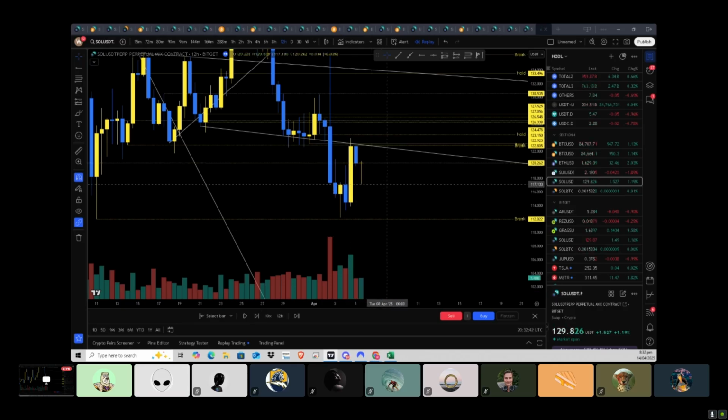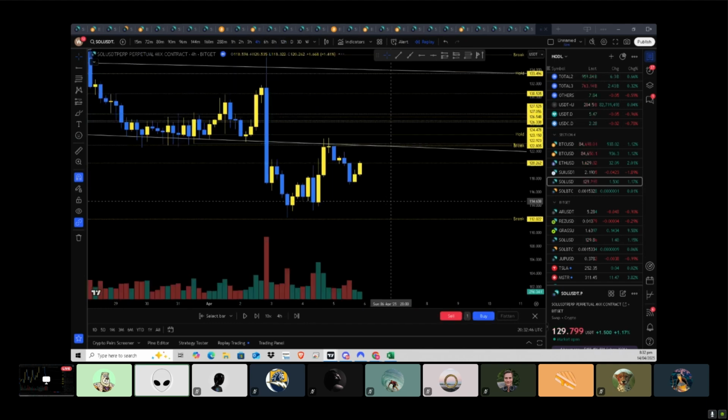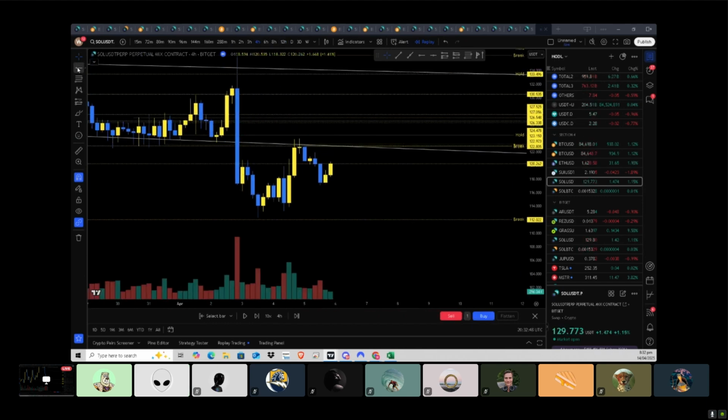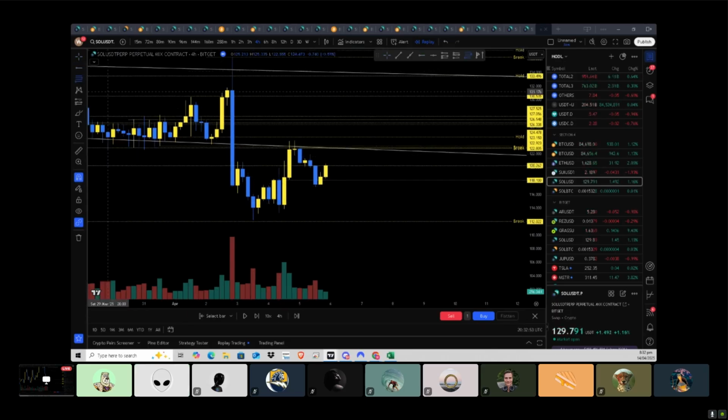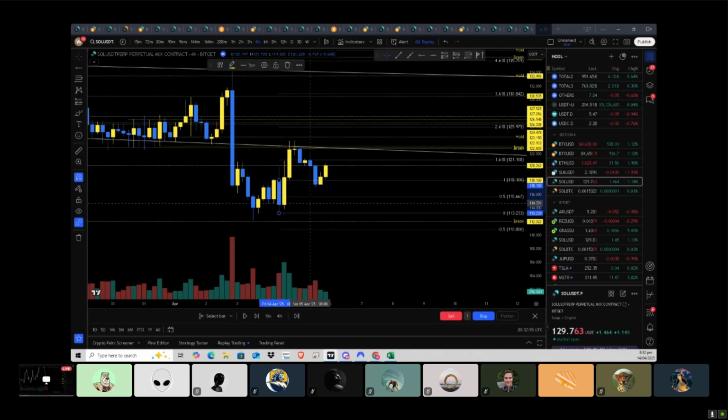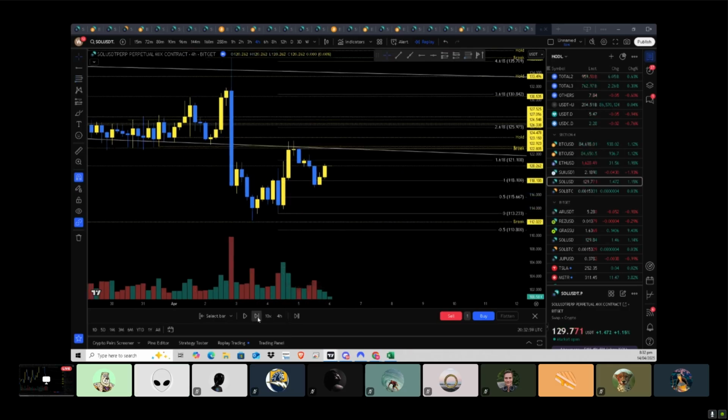Back down to whatever hold level was in there at some lower time frame. Yeah, there you go. So it went back down to your hold level there. That created a long. Oh yeah, that was the TP long.